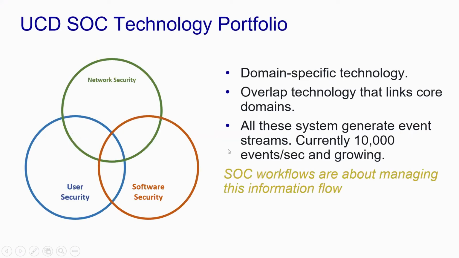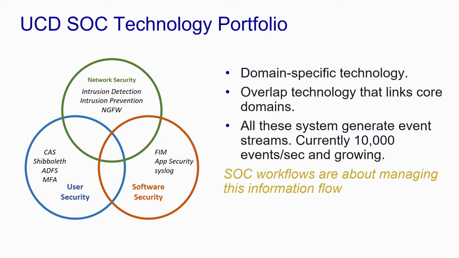So here's the security operations at UC Davis at the 30,000 foot level. I've arbitrarily decided what these domains are. You could organize it differently, but there are these main categories that are filled with our core technology portfolio systems: intrusion detection, prevention, firewalls for networking. And we have tons of software logs, syslog and file integrity monitoring, all kinds of systems like that. And then we also have the authentication systems that produce information as to what our users' behavior is like.